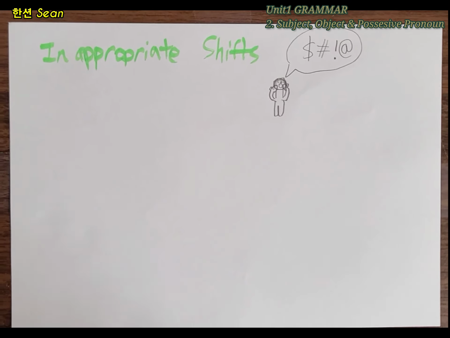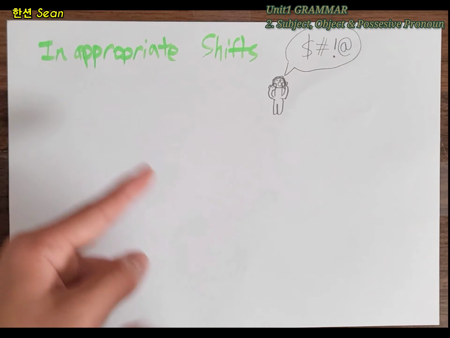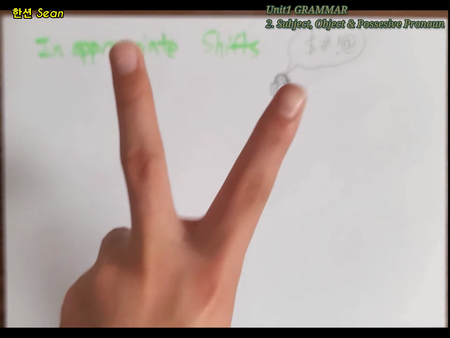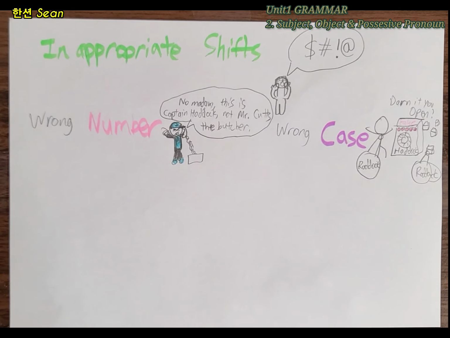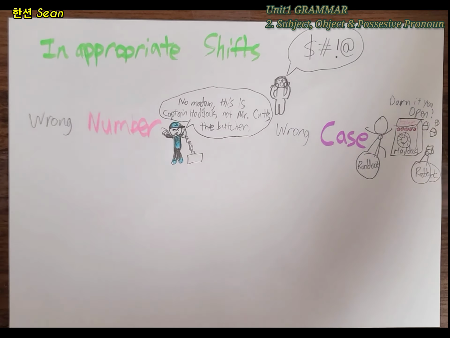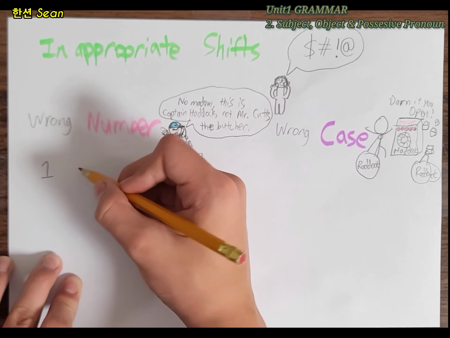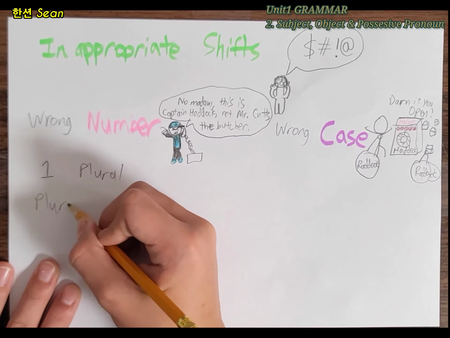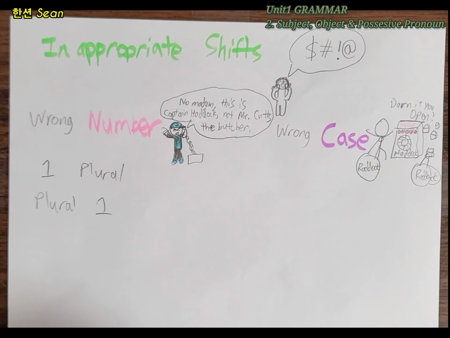And it even turns out we have things called inappropriate shifts, and it doesn't really have to mean inappropriate words. An inappropriate shift is basically a shift where you're using the wrong pronoun to replace a noun. Now, there are actually 2 kinds of these: the wrong number and the wrong case. The wrong number is when the sentence has a pronoun that should be singular, but you write it in a plural way, or a pronoun that should be plural, but you write it as a singular pronoun. Plural means more than one, while singular basically means just one.